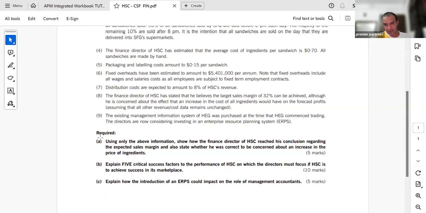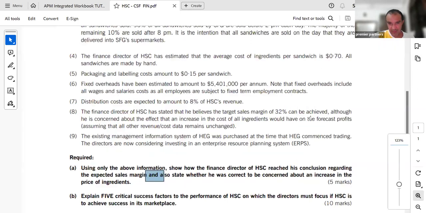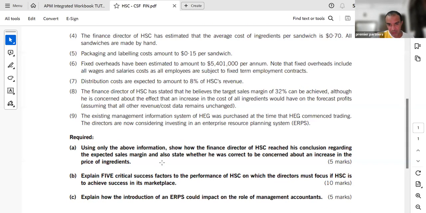Now look at the first part. Using only the above information, show how the FD of HSE reached its conclusion regarding the expected sales margin. So that is one part, isn't it? And then you have this AND. Wherever you have an AND, before is one question, after is another question. Also, state whether he was correct to be concerned about an increase in the price of ingredients.